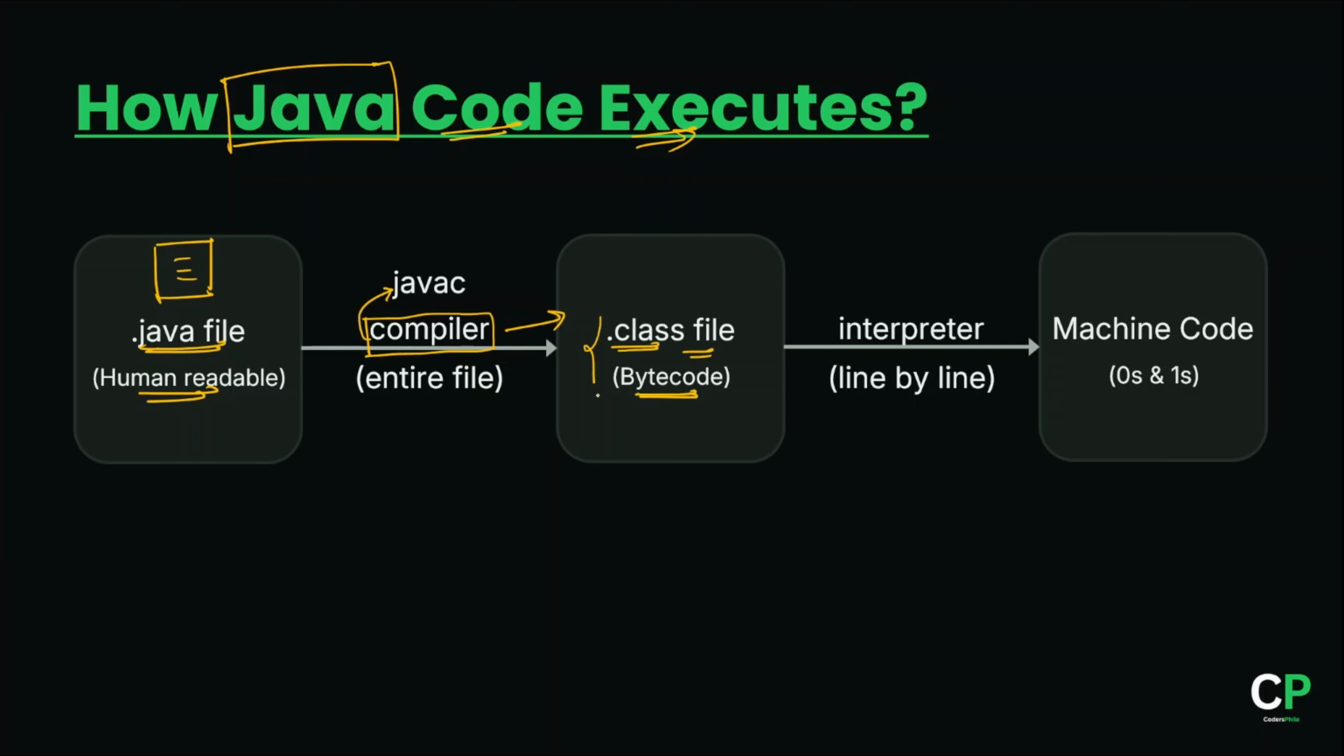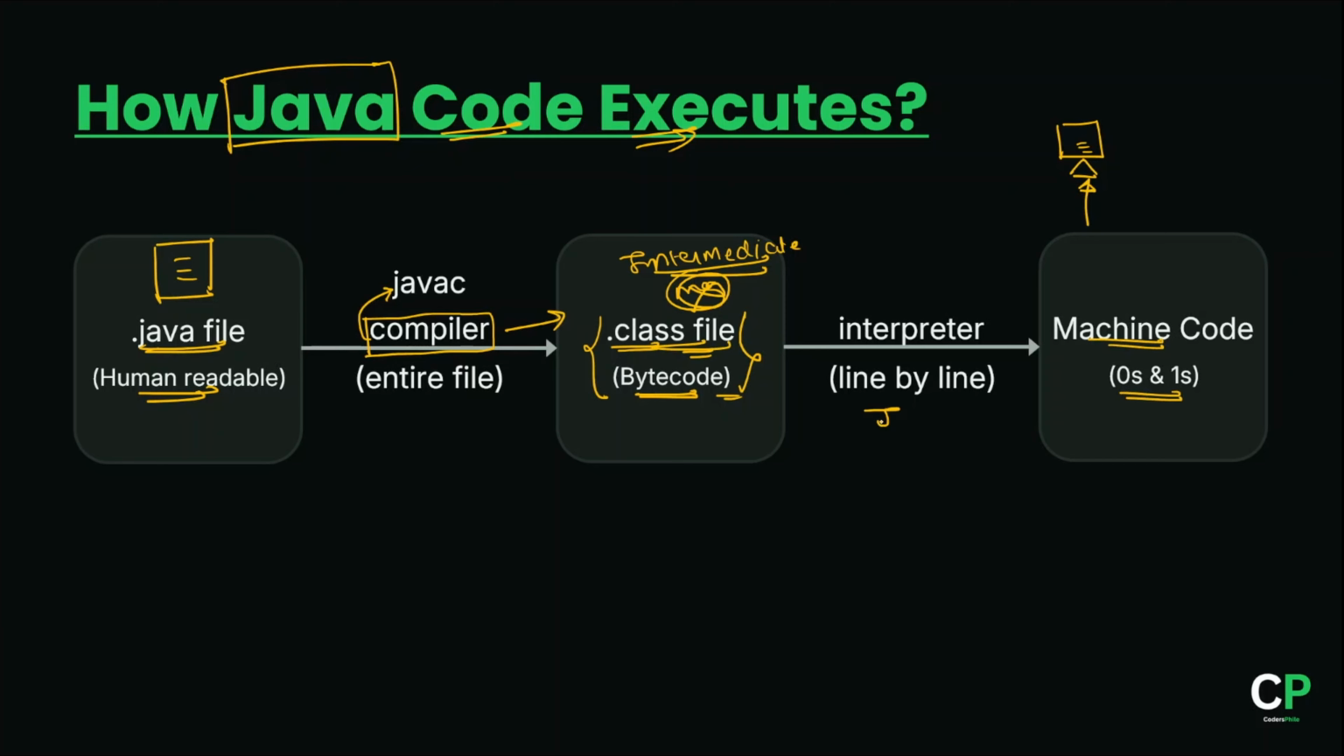Now this bytecode is an intermediate form. It is not machine code. It is the intermediate form. But we know that the computer can only understand machine code. So this intermediate form must be converted into machine code, that is zeros and ones.